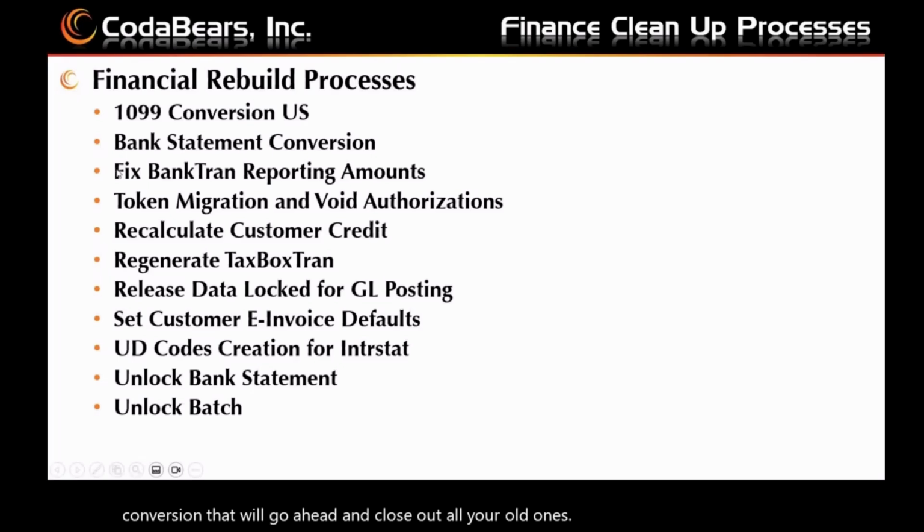There's a bank tran reporting amounts, and there is a utility we no longer have to run. It used to be a conversion program you would ask your administrator to run, or you would ask Epicor for a one-off, and then you'd hand that to your administrator to have them run that. Token migration and voiding authorizations is now possible with credit card processing. So if I get a token or an authorization, I can now actually void it and it doesn't go through.